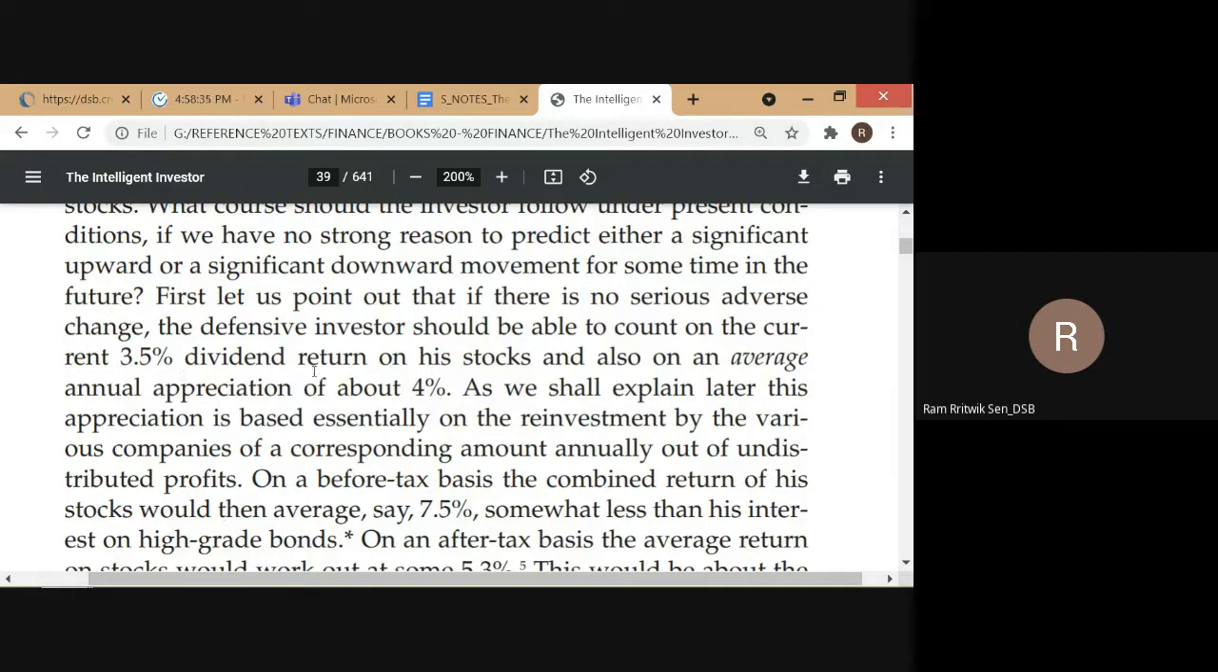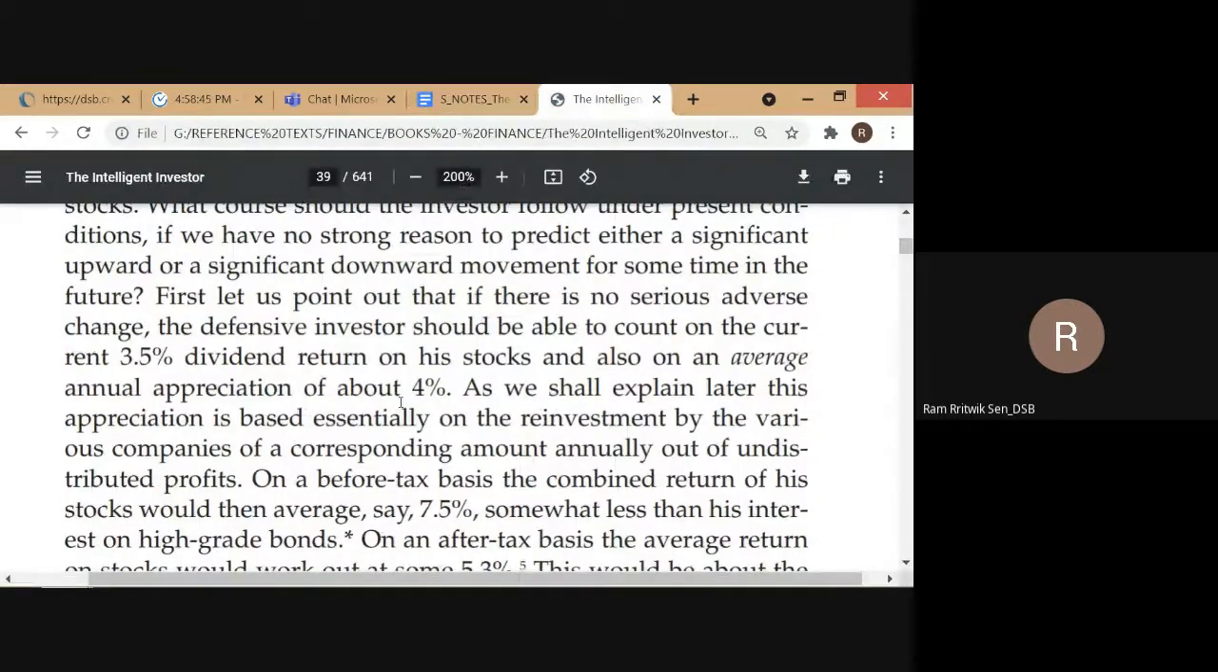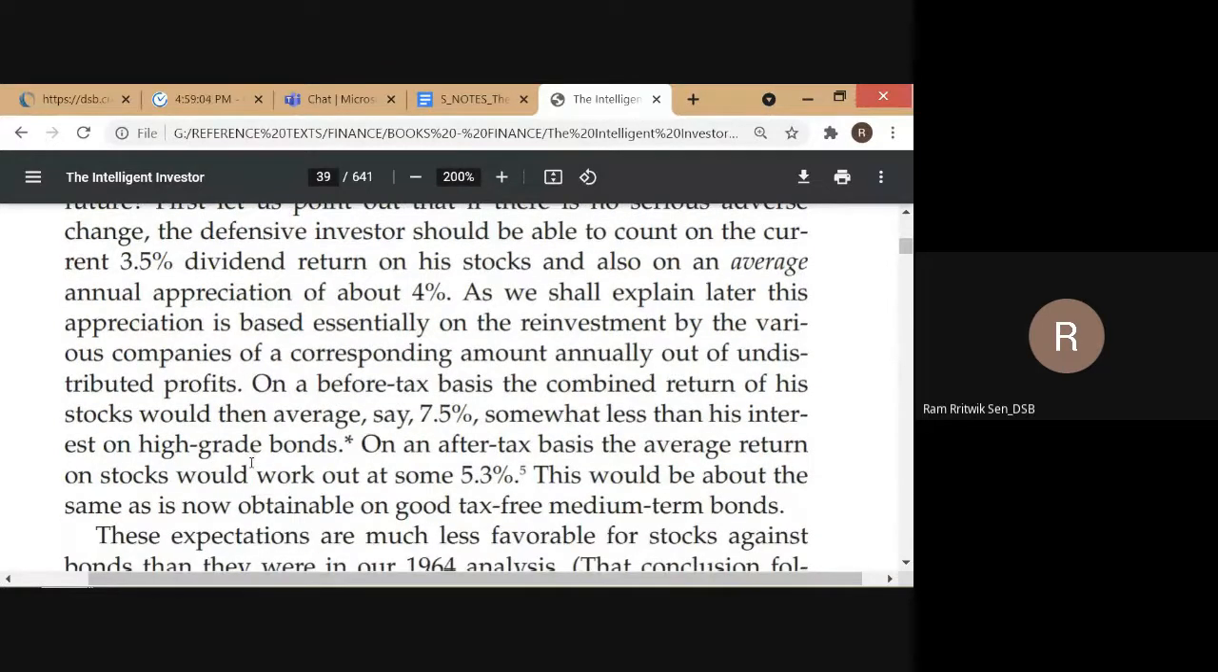Okay. All right. So let's get back to this. So this average annual appreciation of 4% in the stock, where is this coming from? This basically is coming from the idea that, yes, he's already mentioned this. The expectation of this appreciation is based essentially on the reinvestment by the various companies of a corresponding amount annually out of undistributed profits. Okay, so what is this point here?